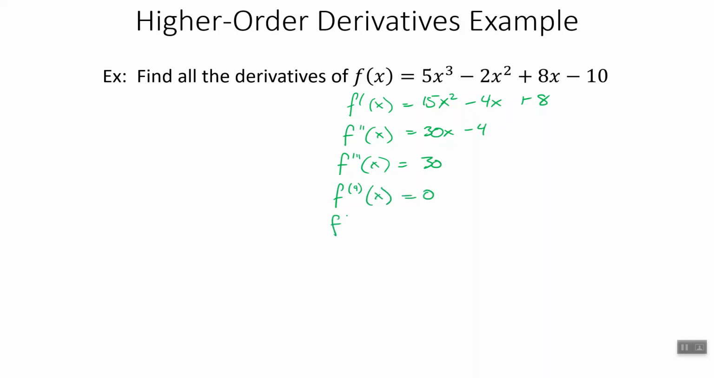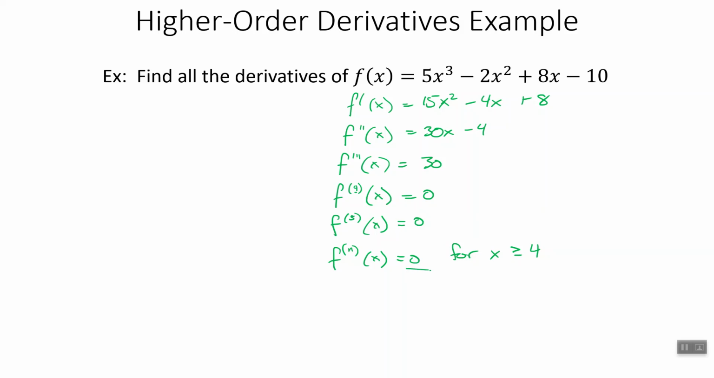The fifth derivative is still going to be 0. Every derivative after that is going to be 0. So for x greater than or equal to, let's see, it started at 4, so we can say for x greater than or equal to 4. So there's every derivative. The first derivative, the second derivative, the third derivative, the fourth, fifth, sixth, and so on are all just going to be 0.